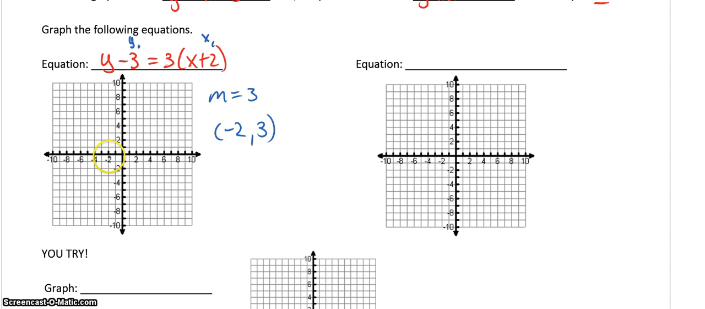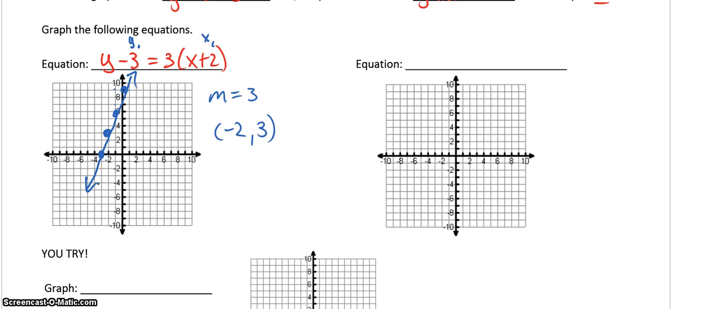The point is negative 2, 3, so we plot it, and then I use my slope. Up 1, 2, 3, over 1. Up 1, 2, 3, over 1. We actually end up finding the y-intercept right there at 9. Down 1, 2, 3, over 1. There's the x-intercept if we wanted it. And now I can connect my points, and there's my line.